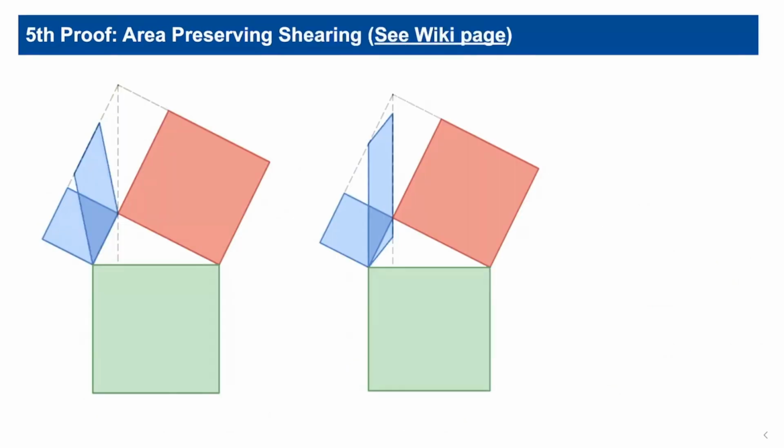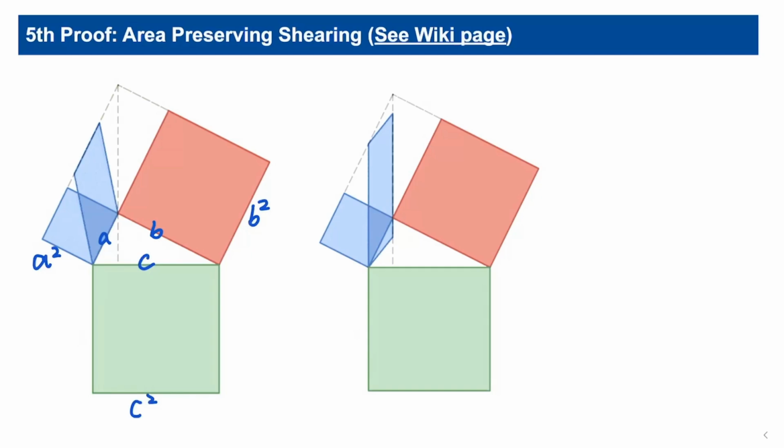Now let's see a fifth proof. This proof is based on area-preserving shearing transformation. Let's denote the legs A and B, the hypotenuse C. Then the area of the blue square is A squared. The area of the red square is B squared. The area of the green square is C squared. We want to show A squared plus B squared equals C squared.